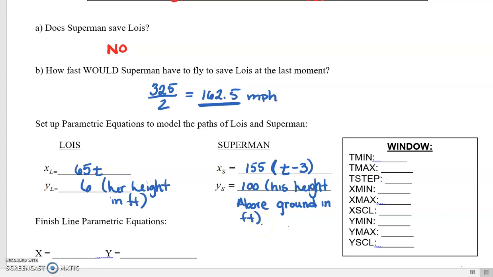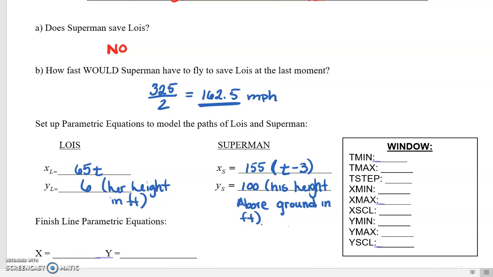So now that I've given you the equations, I would like for you to enter these into your calculator, and I want you to think about the window. And then we're going to talk about, what about a finish line? What if we create a finish line and we can visually see that?